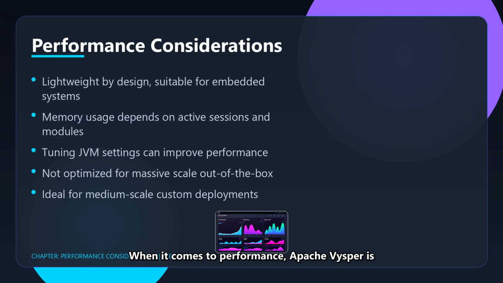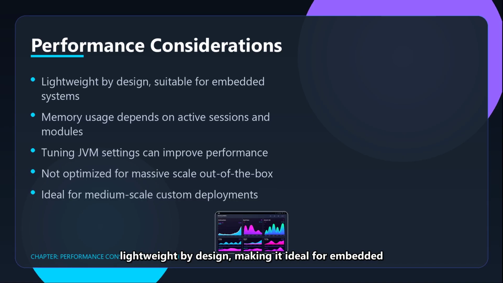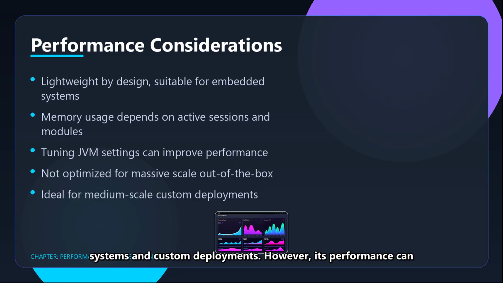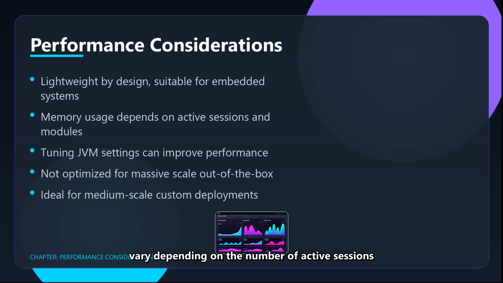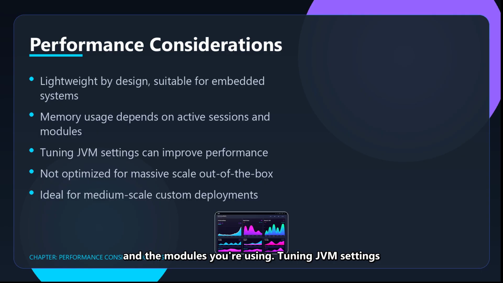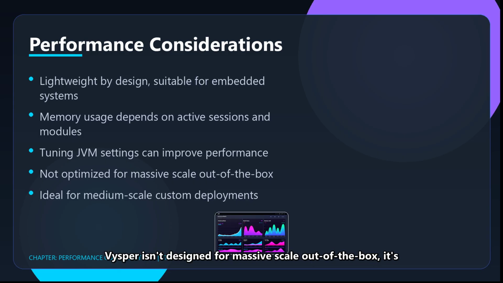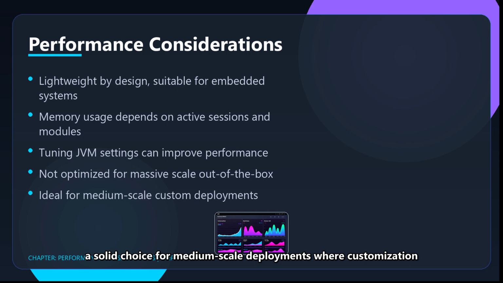When it comes to performance, Apache Vysper is lightweight by design, making it ideal for embedded systems and custom deployments. However, its performance can vary depending on the number of active sessions and the modules you're using. Tuning JVM settings can help optimize memory and CPU usage. While Vysper isn't designed for massive scale out of the box, it's a solid choice for medium-scale deployments where customization and integration are priorities.